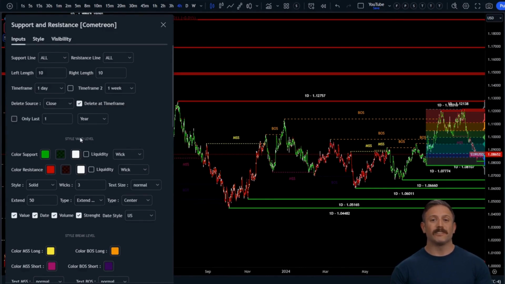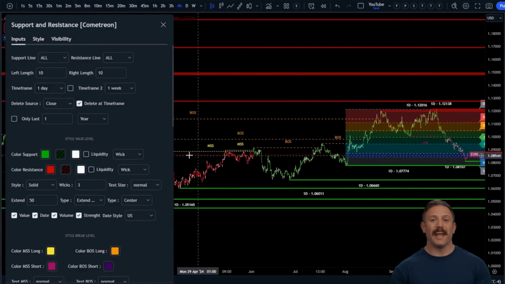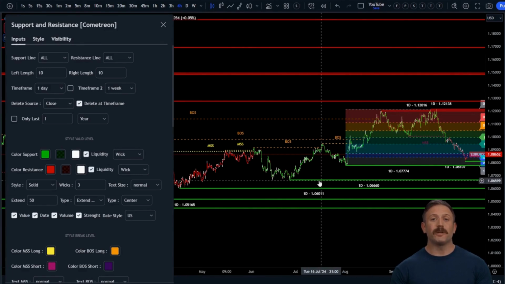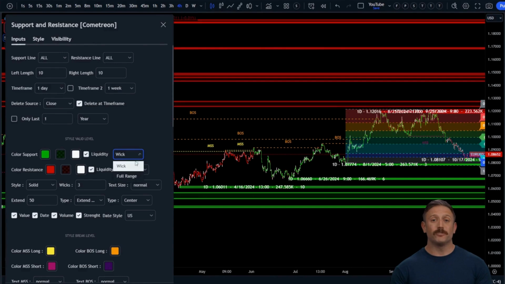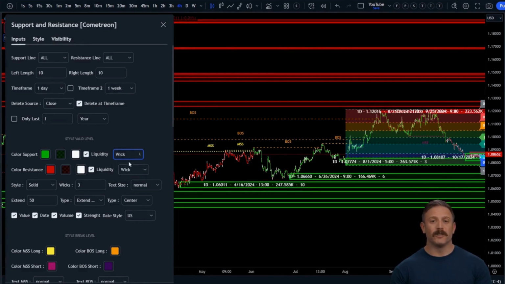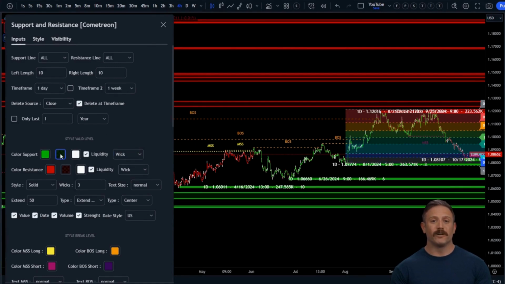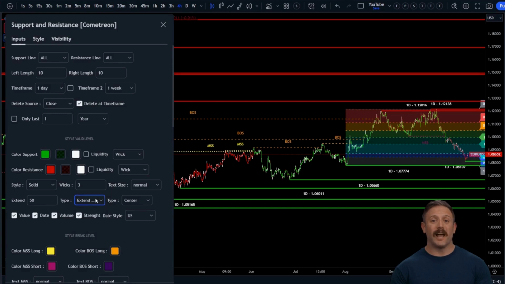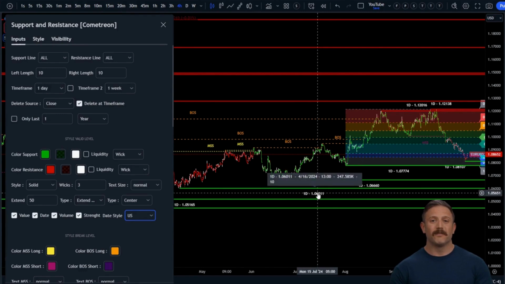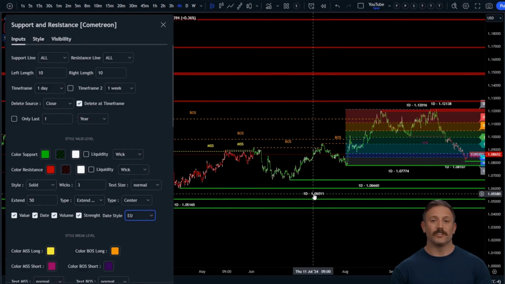Style Valid Level allows you to modify the style of still active levels. You can activate the liquidity function and choose between wick and full range types to visualize the level's liquidity. Each level type is customizable. You can modify the color of the level, the fill with liquidity, and the text, the style, thickness, and extension of the line, the size, position, and values to insert in the level text. Just hover the mouse over the desired level value to view all this information.